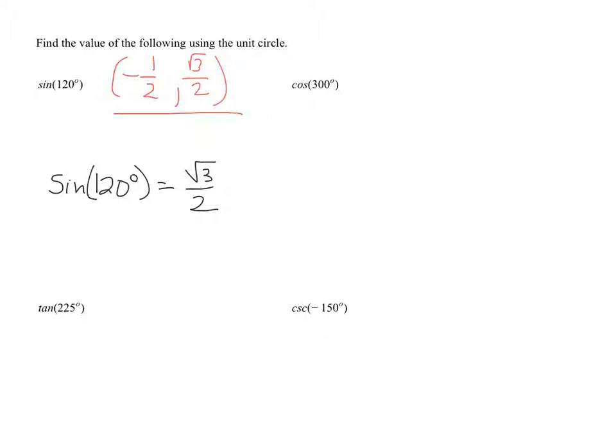So if I go to 300, because I want to find the cosine of 300, the point at 300 is 1/2 comma negative square root of 3 over 2. So since I want the cosine, which is the x value, the cosine of 300 will be the x value, which is 1/2.